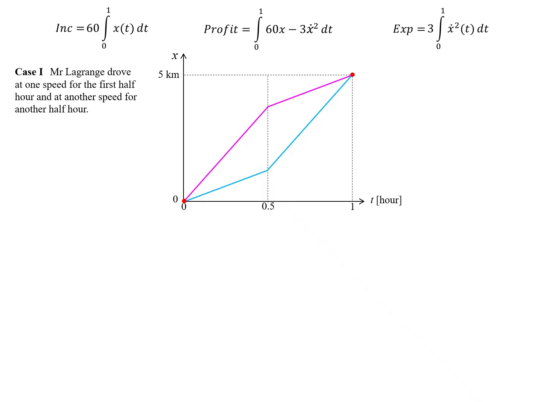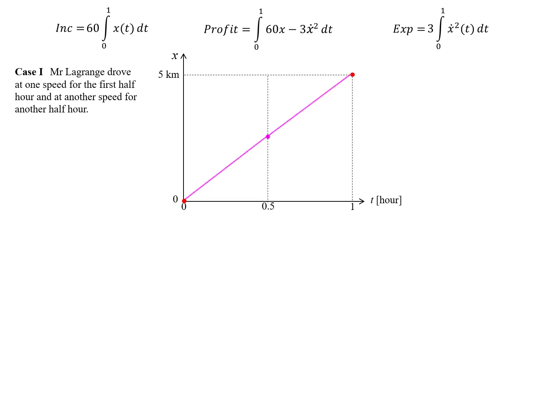Well, it can be observed that both options have the same expense, since the speed in the first half of the blue curve is the same as the speed in the second half of the pink curve, and also the other way around. However, since the area under the pink curve is larger than the area under the blue curve, the pink option would have higher income and higher profit. So, to maximize the profit, the speed in the first half has to be higher than the speed in the second half. But how much higher?